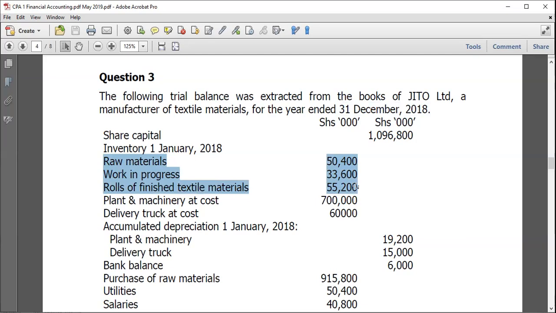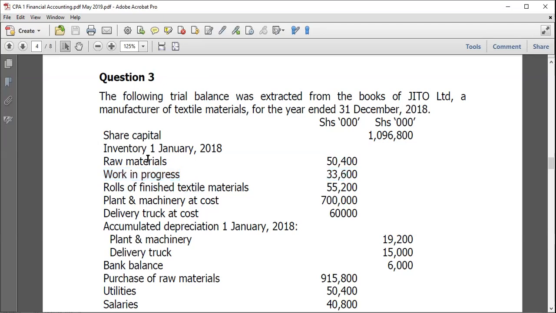And we know how to use each of them. We know very well that when it comes to the finished textile materials, we shall use this within our P&L when we are calculating our cost of sales. We know that these raw materials, we shall use them when we are calculating our prime cost in the manufacturing cost statement. We know that work in progress, we shall also use within the manufacturing cost statement when we are trying to look at the change in work in progress. That is what we basically know.